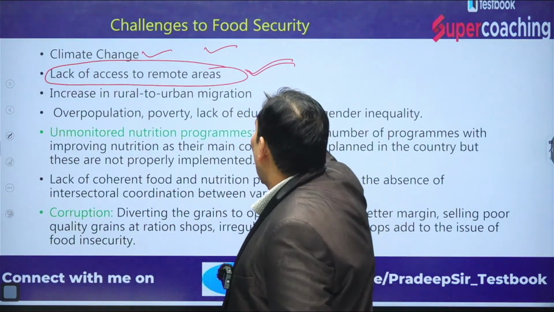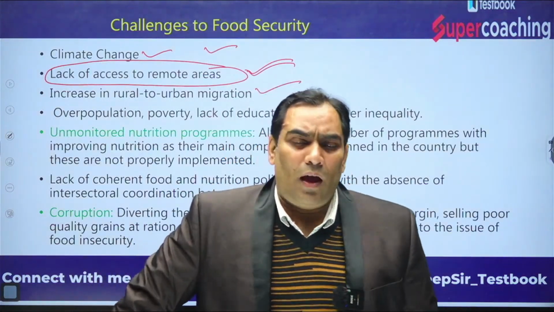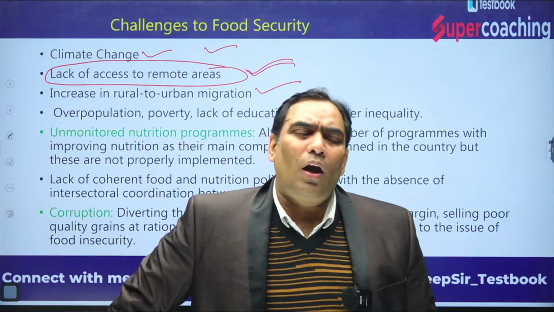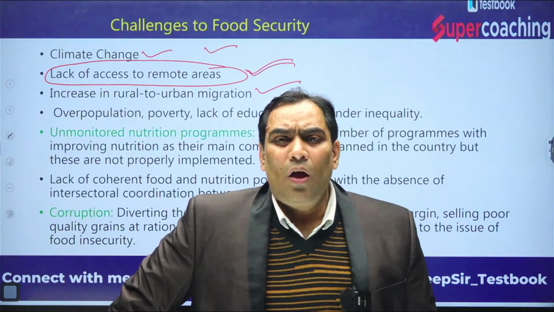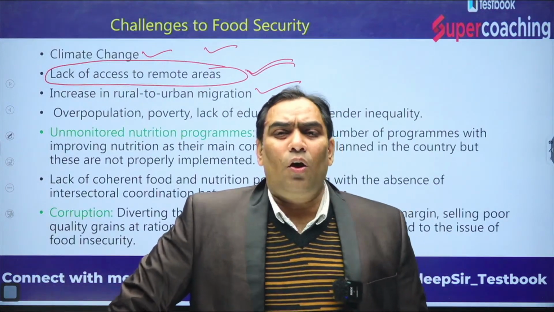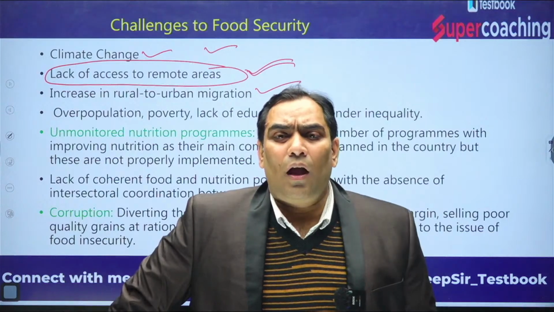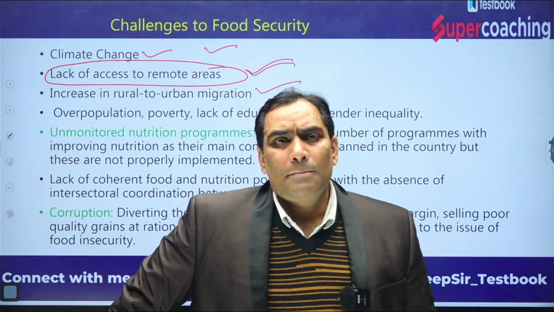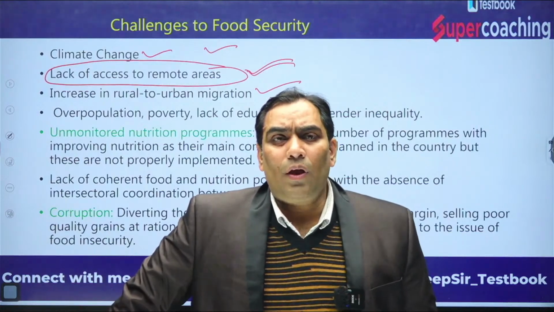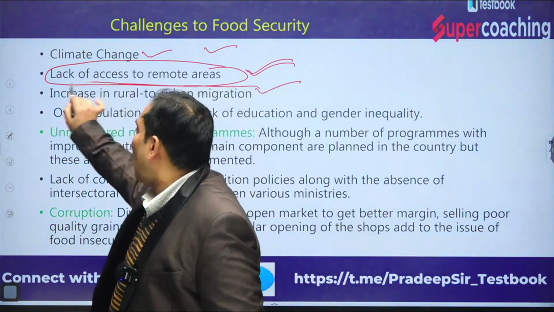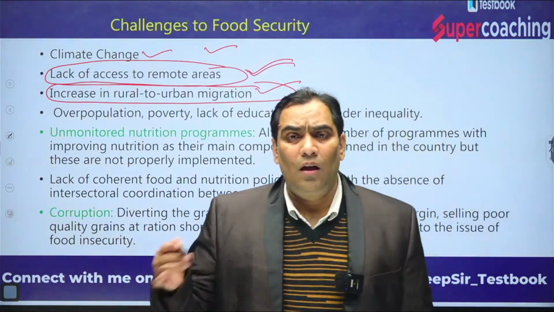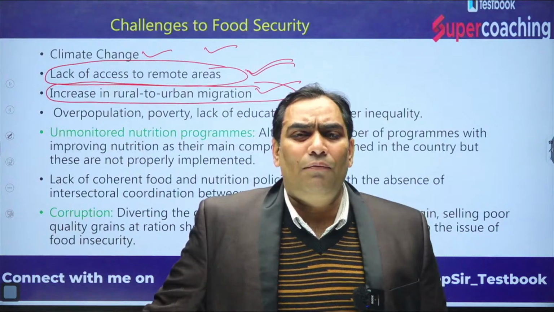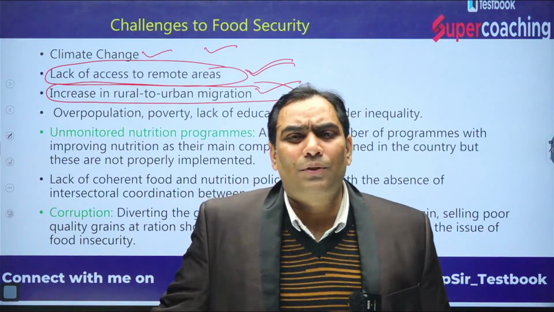There is an increase in rural-urban migration. That means in search of employment, people migrate from rural areas to urban areas, and in those urban areas, in order to avail the facility of PDS, or food at a subsidized rate, they do not have any credentials to prove that they are the people who need the food. Many times they face problems.